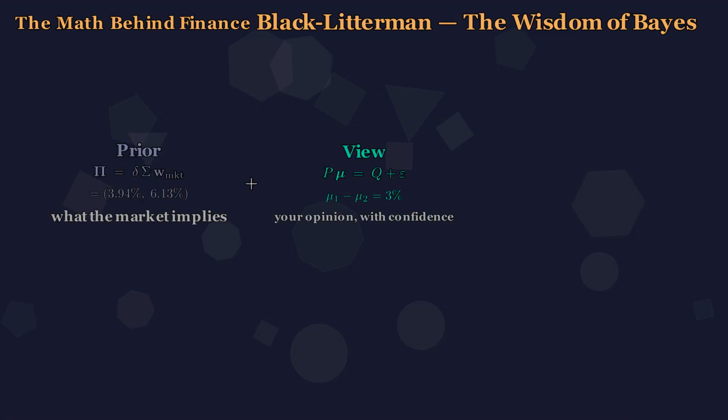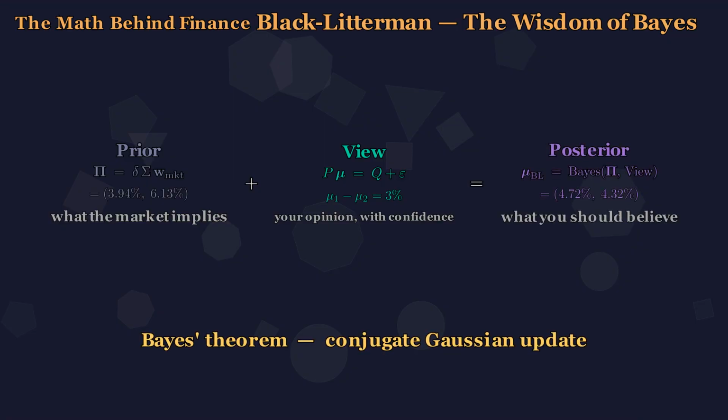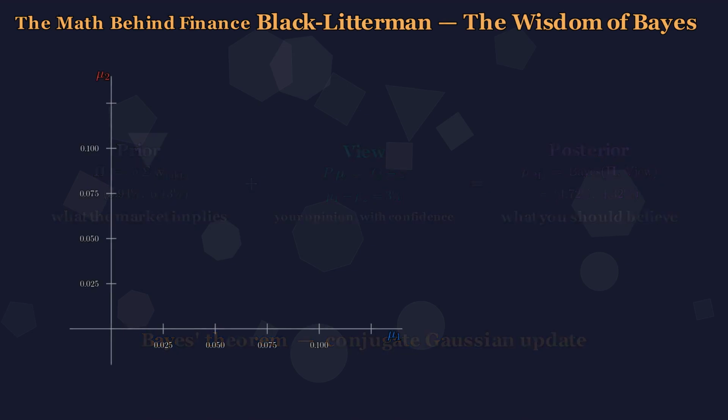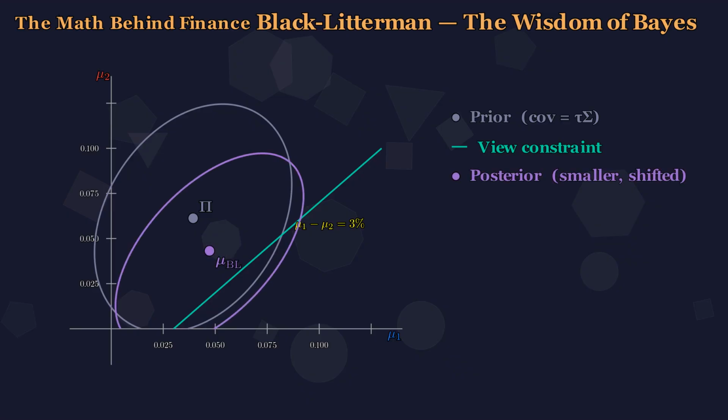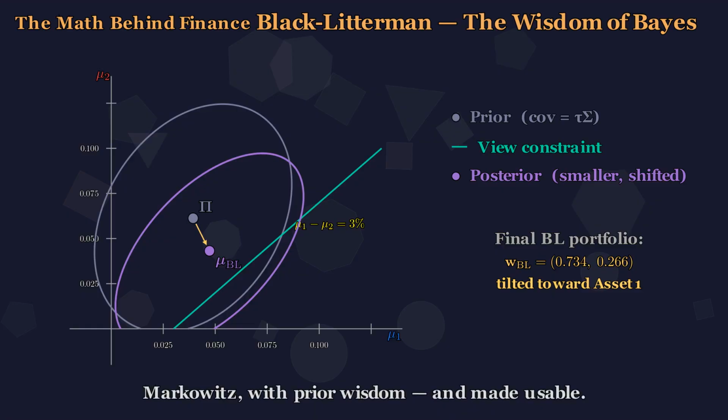Then add your views, but only where you actually have an opinion. Asset 1 will outperform asset 2 by 3%, say. Then run Bayes. Geometrically, the prior is an ellipse, wide, centered on pi. Your view is a constraint along one direction in return space. The posterior is the Bayesian intersection, a new ellipse, tighter and shifted toward the view. Where you have no opinion, nothing changes. Where you do, the data and the prior compromise. That is the Black-Litterman model, a simple Bayesian update, and Markowitz becomes usable in practice.